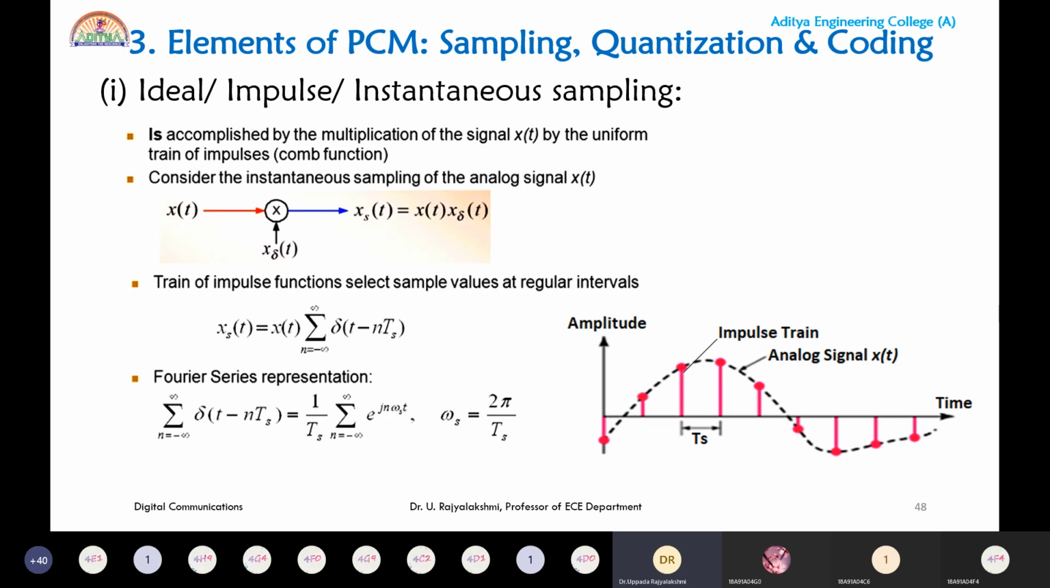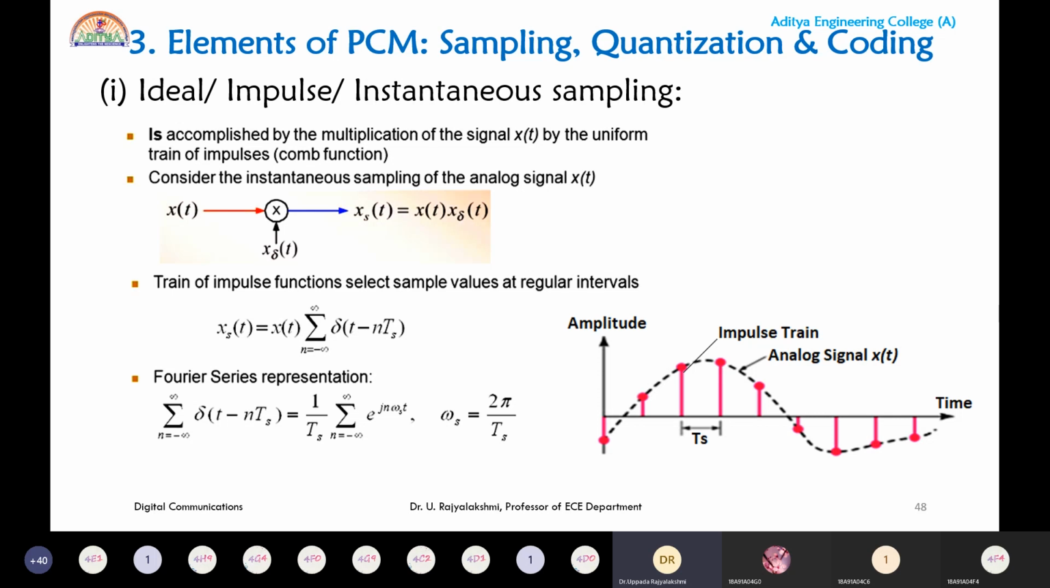You can generate the sample signal by taking the multiplication of the input analog signal with a series of impulse train. So we can generate the ideal sample signal by taking the product of the input signal with the series of impulses. Because the generation of a series of impulses is practically difficult, it is called ideal sampling.